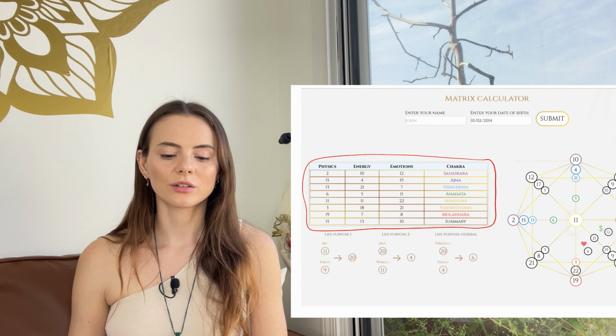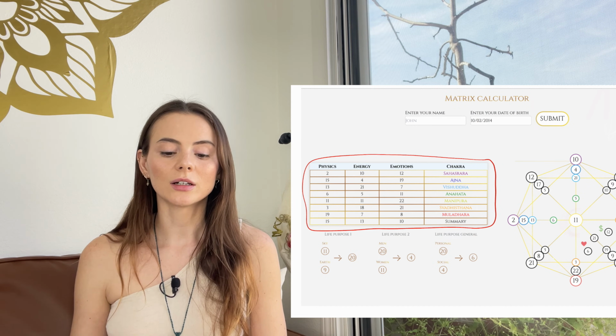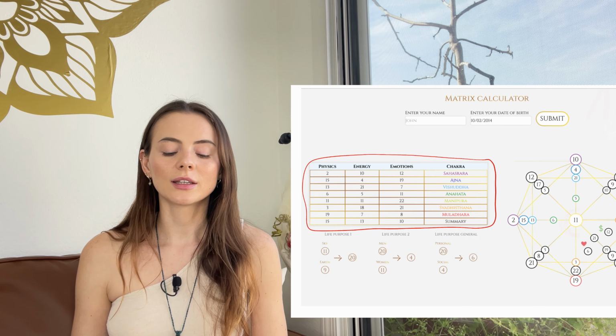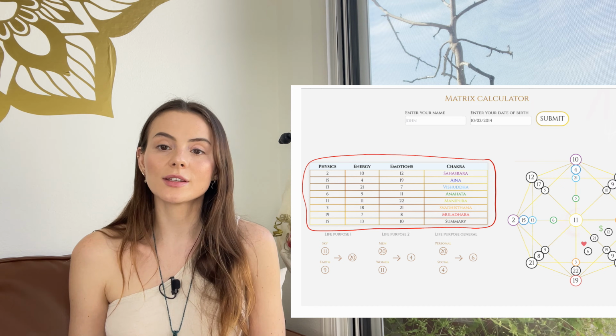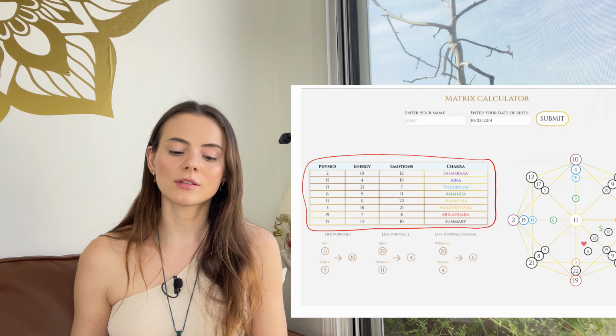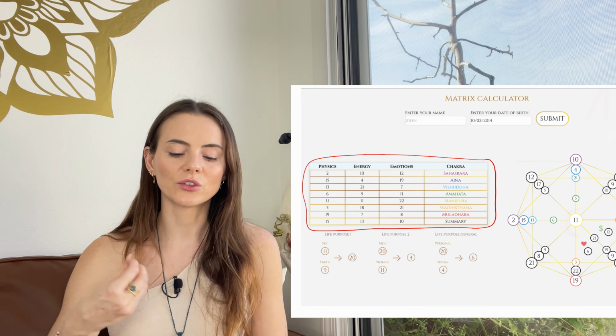And then you also see a chart of chakras, and if you're interested in working on your chakras, to balance them, this can be very helpful, so you can know how to balance your chakras with the help of understanding what the energies represent.